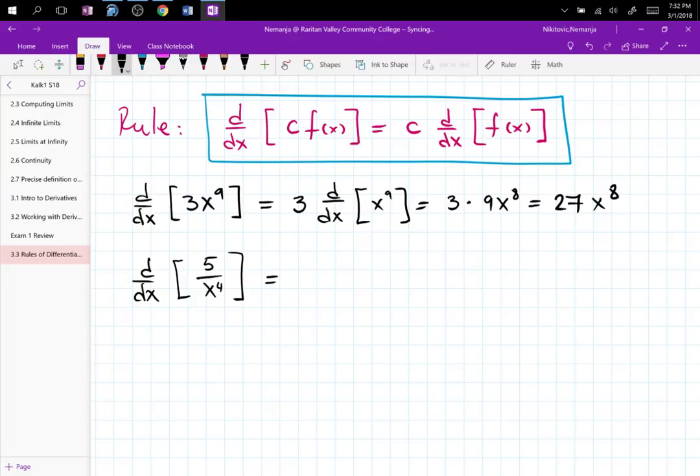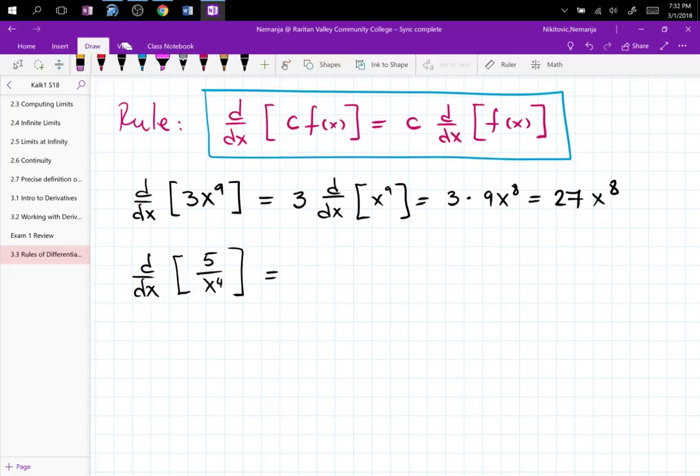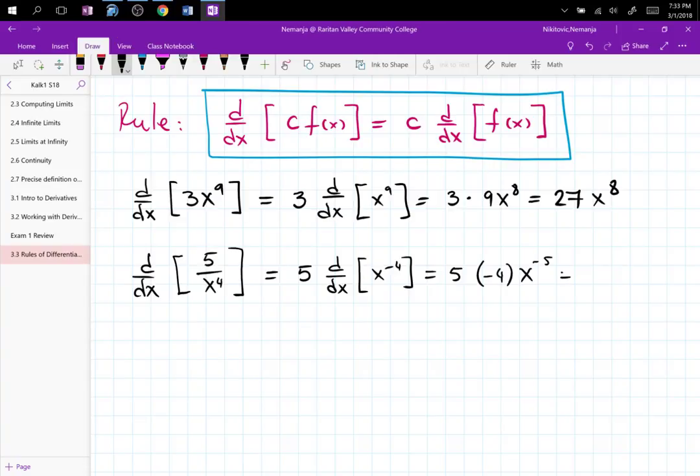What we know over here is that we can kick 5 outside in front of the derivative. And then we're going to just focus the derivative on x to the negative 4th. So now I have 5 times negative 4, x to the negative 5, and then finally negative 20 divided by x to the 5. This is the fastest way to do this problem.